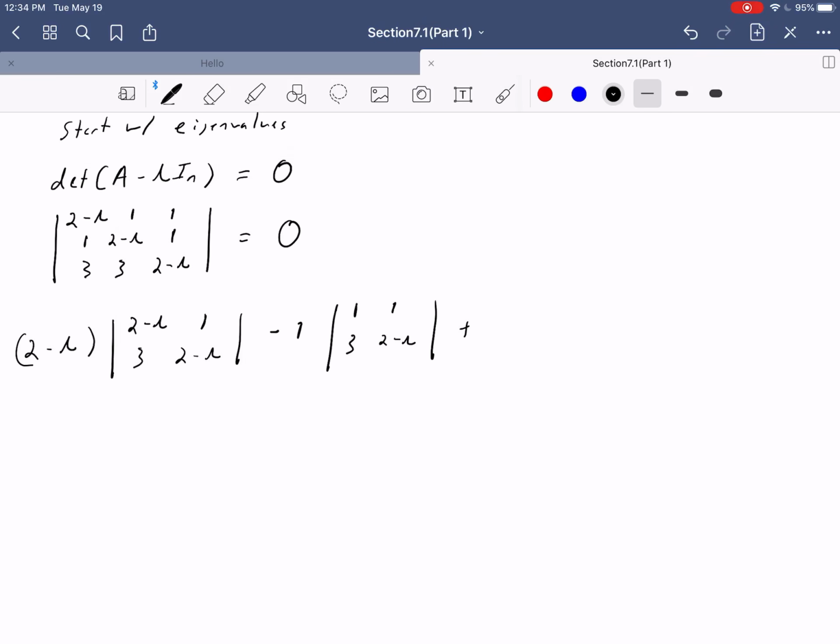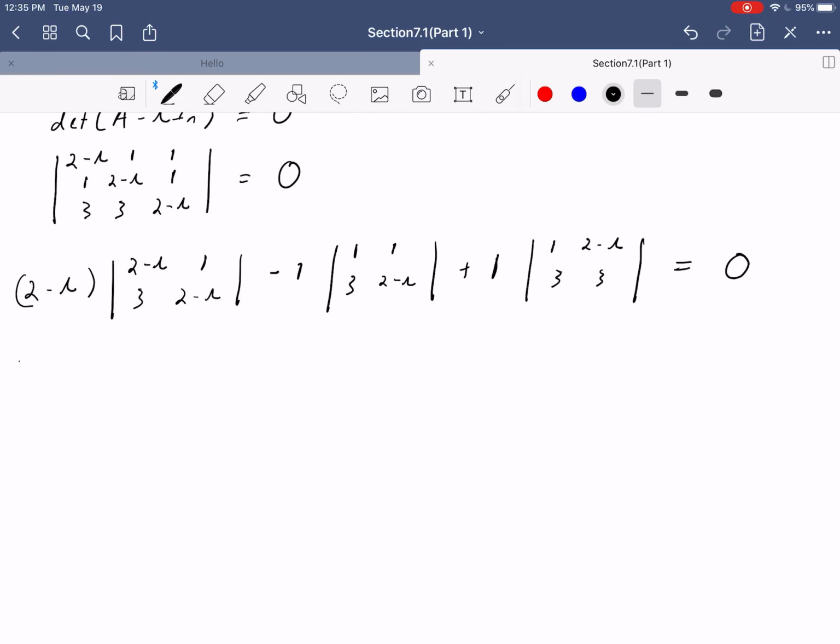And then finally plus 1, because this entry is in the 1, 3 position, so its coefficient is going to be a positive 1, times the determinant. And now we'll cross this stuff out. So we've got 1, 2 minus lambda, 3, 3. And all that needs to equal 0.